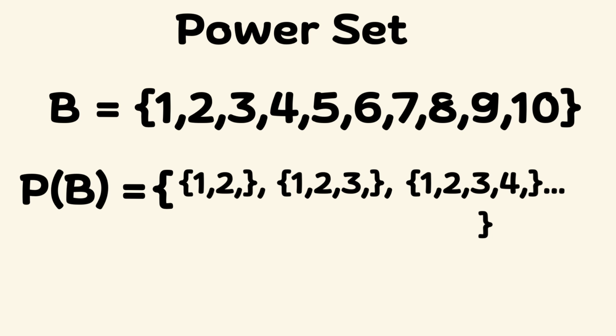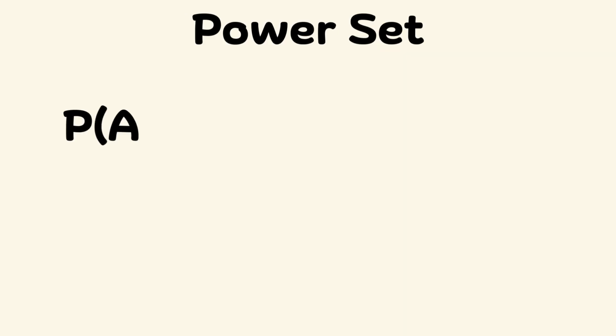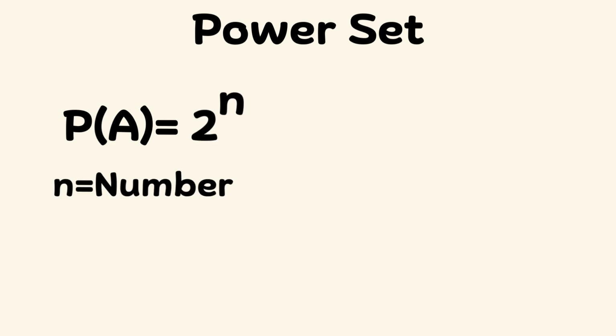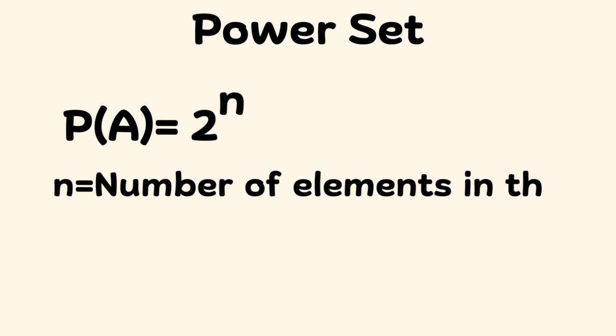Since this can go on and on, we can simply solve this using a formula. The number of elements in the power set of A is equal to 2 to the power of n, where n is the number of elements in the set.